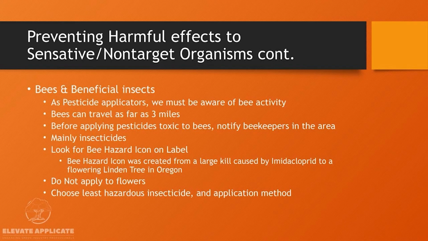Look for the bee hazard icon on the label. It was created because of a large kill caused by imidacloprid applied to a flowering linden tree in Oregon. And it was a massacre of bees, and it really caused an upstir. It actually made national news, and that pesticide applicator was fined and jailed. Do not apply to flowers. Obviously, bees are going to go to flowers for pollen, and so we don't want to apply to where they're going to go. Choose the least hazardous insecticide and application method.